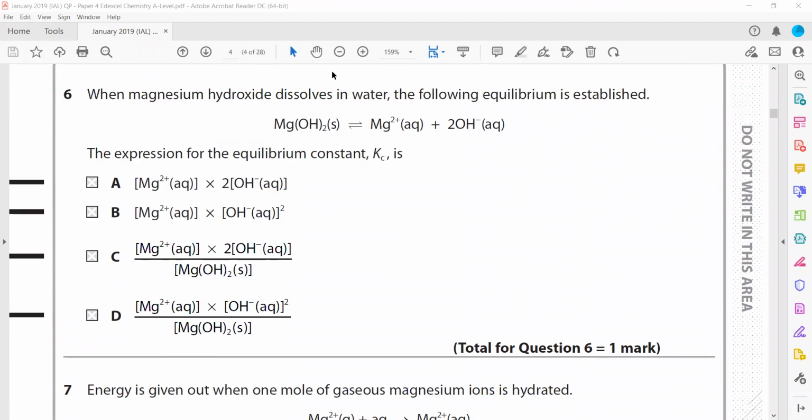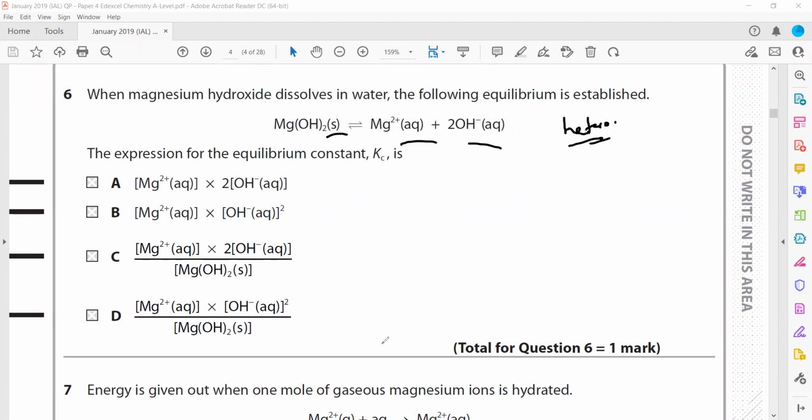When magnesium hydroxide dissolves, what should be the expression? Whenever they ask for an expression, you have to check whether it is homogeneous or heterogeneous. Solid, aqueous, and aqueous, so it is heterogeneous. For heterogeneous, we don't include solid or liquid. We only include gas and aqueous.